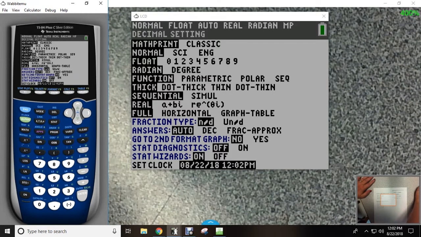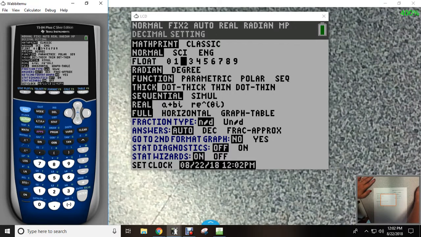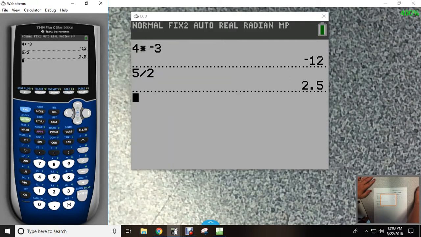Okay, so if I want to round to 2 decimal places, I'm going to go over to 2, hit enter, and then it's going to round whatever my answer is to 2 decimal places. Okay, I want you guys to stay right here. I'm going to go back to the other screen for a second. If I take my 5 over 2, which was 2.5, and I hit enter again, now that I've told it to round to 2 decimal places, look what it gives me. It's going to give me 2 decimal places.